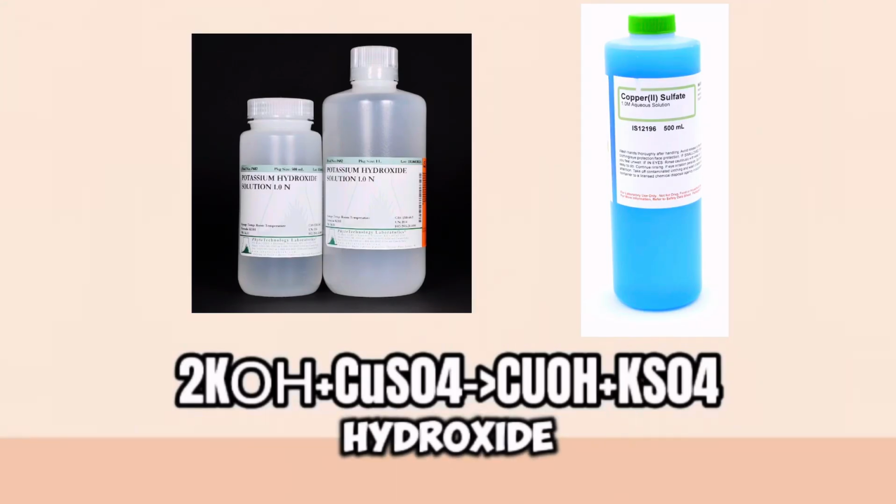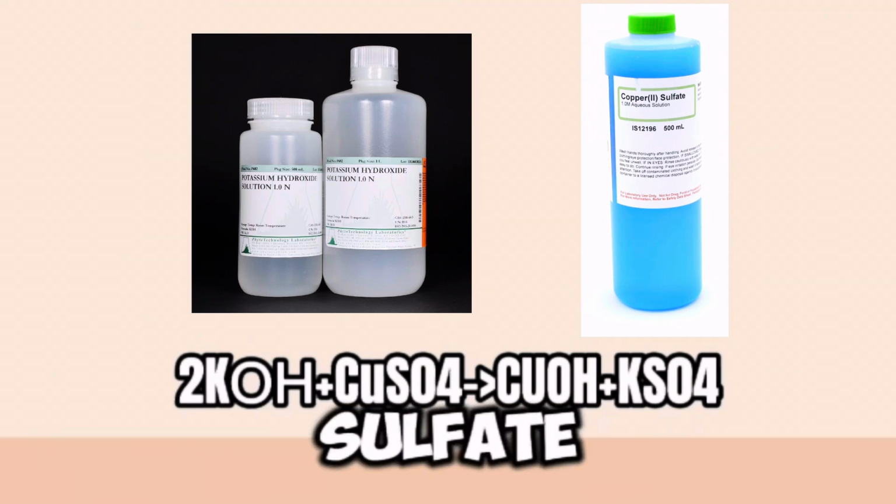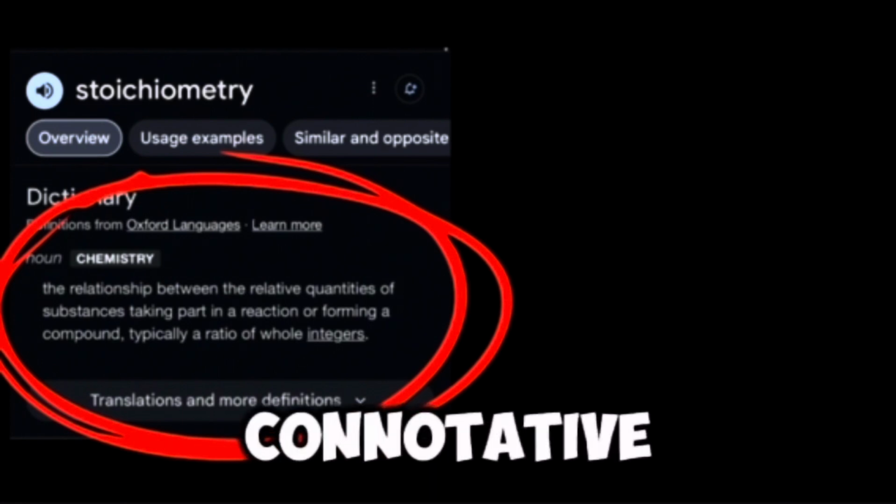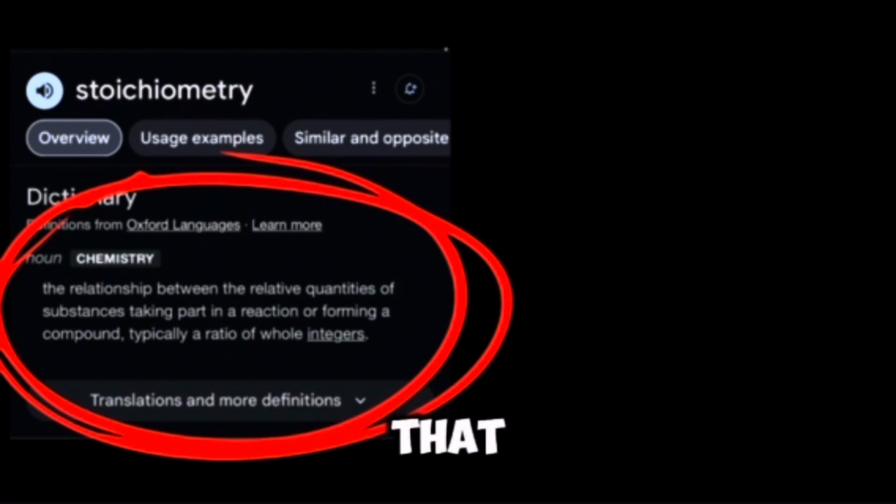moles of potassium hydroxide and 1 mole of copper 2 sulfate to produce 1 mole of copper 2 hydroxide and 1 mole of potassium sulfate. To understand this lab, one must understand the concept of stoichiometry, which is the relationship between quantitative substances that take part in a reaction forming a compound with ratios of whole number integers.